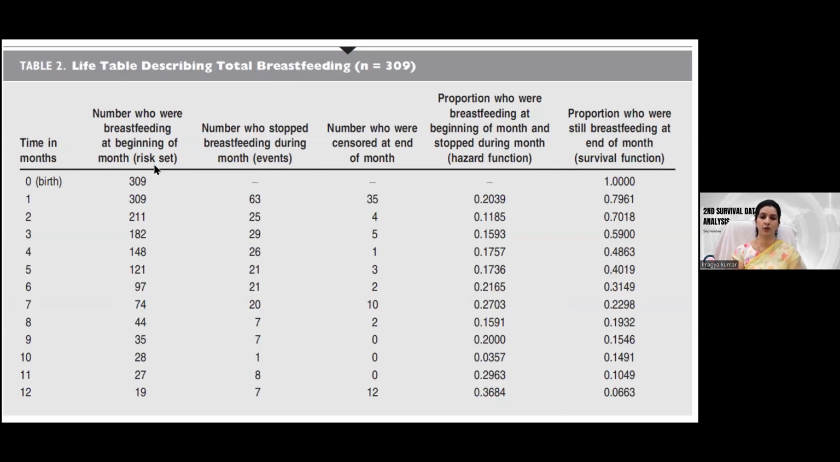Then there is one column which describes the number who were breastfeeding at the beginning of the month, which is also known as the risk set. And these are the individuals.